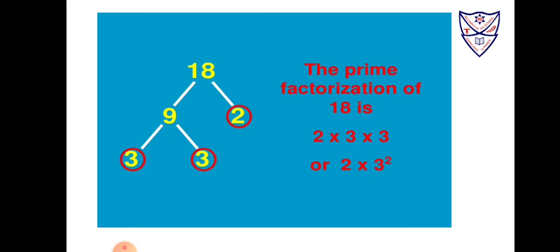So let us understand prime factorization of 18. 18 by a factor 3. So for 18, 9 2s are 18, and this 9 we will split, that is 3 3s are 9. So 2 multiply 3 multiply 3.